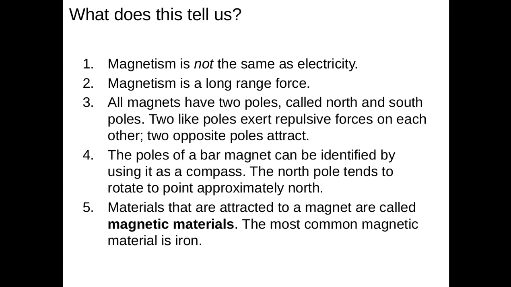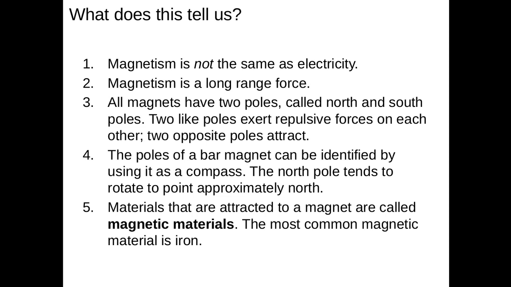So magnetism behaves similarly to electricity in that it's a long-range force, but it doesn't attract charged particles, right? So it's not necessarily the same as electricity, but we'll see that it's similar in that it generates a field. We can't have a single isolated pole of a magnet, whereas we can have a single isolated positive or negative charge. We can't do that with magnets.